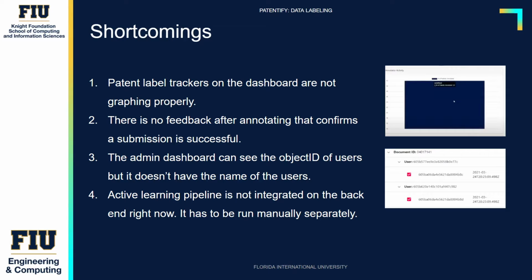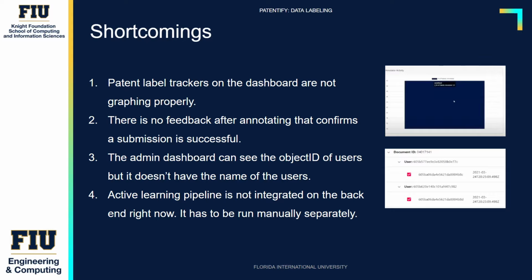For number two, there is no feedback after annotating that confirms a submission is successful. What we mean by this is that when annotators currently annotate, they submit the patent with the label, and there's nothing that can let the annotator know that what they've done has been successful and that their information has been recorded on the back end. So we hope to have some sort of notification system that will confirm to them that they have annotated successfully.